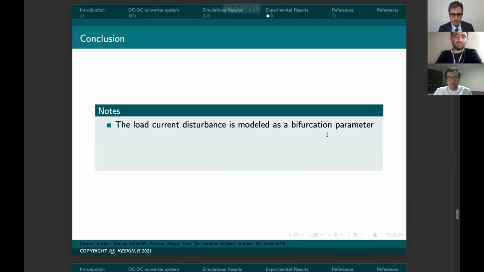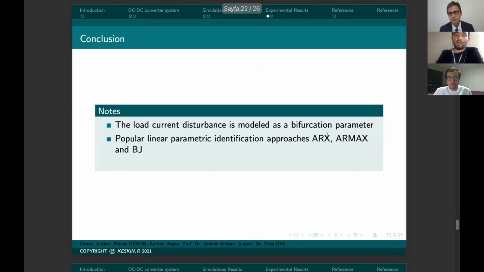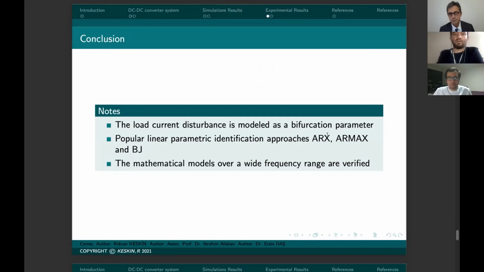Then the conclusion section. The frequency responses from gate signal to output voltage are obtained. The small signal models of the two-leg interleaved boost converter are obtained by modeling load current disturbance as a bifurcation parameter or as a separate current source. The frequency responses of the converter are verified using the linear parametric identification approach. The estimated frequency responses validate the mathematical models over a wide frequency range, but around the resonance frequency, the estimation of these models decreases.